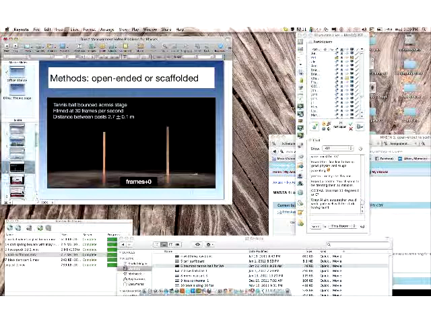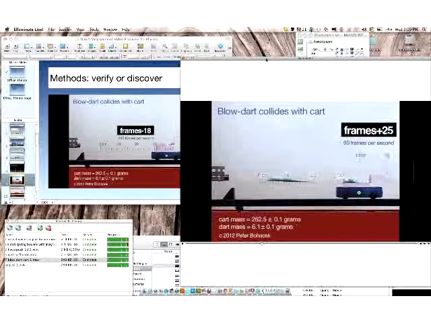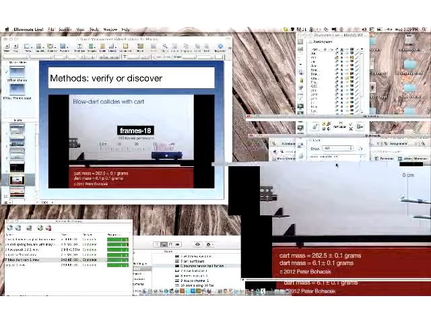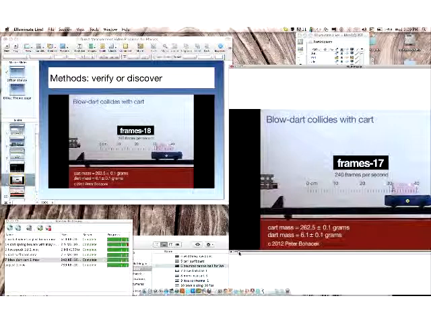Another thing that we've done is use them as supplements for labs. So this is a video that I have in the multimedia, a video of a blow dart hitting a cart. So I'm going to open it up in the multimedia window. So we'll give that a second to load up for people. And this one, what I ended up doing was using two frame rates.